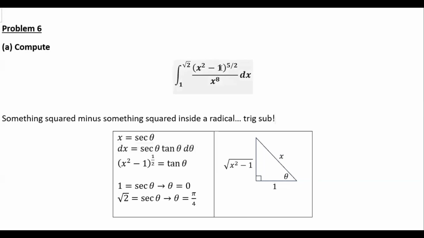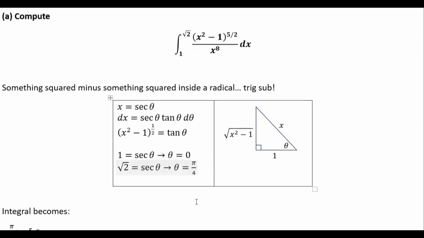We can get this term as well. We can get it by square root of x squared minus 1 first. And that's x squared minus 1 to the half power, right? How do we get that from the triangle? That's just tangent theta. Okay, and then there's a definite integral, so we got to change the limits as well. Let's start from the bottom. When x is 1, 1 is equal to secant theta, so theta is 0. And when x is equal to root 2, root 2 is secant theta. That's when theta is pi over 4.